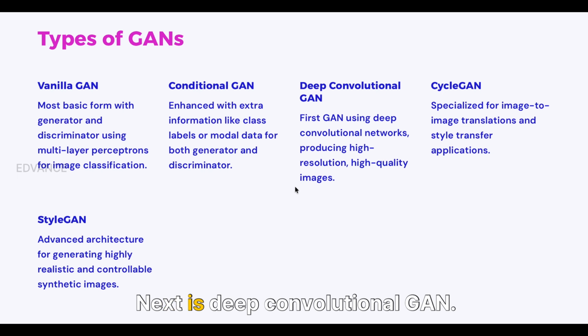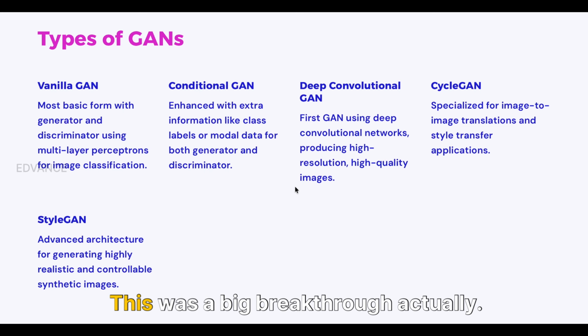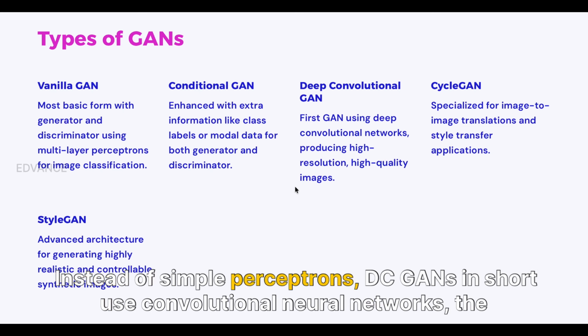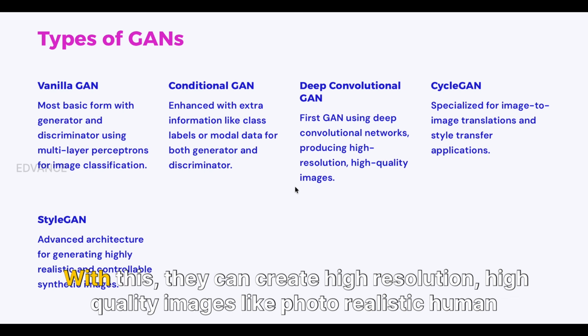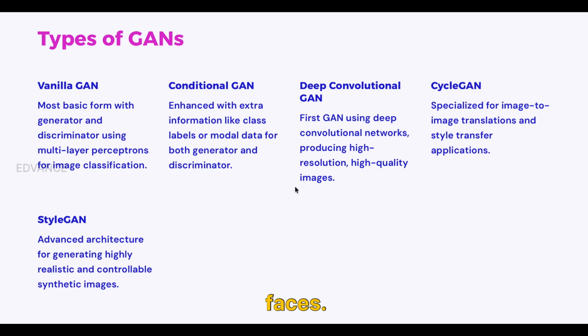Next is deep convolutional GAN. This was a big breakthrough actually. Instead of simple perceptrons, DCGANs, in short, use convolutional neural networks, the same technology used in image recognition. With this, they can create high resolution, high quality images like photorealistic human faces.